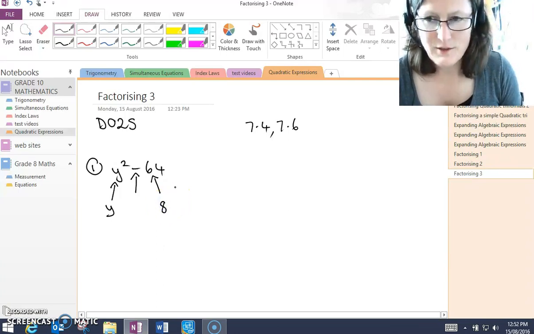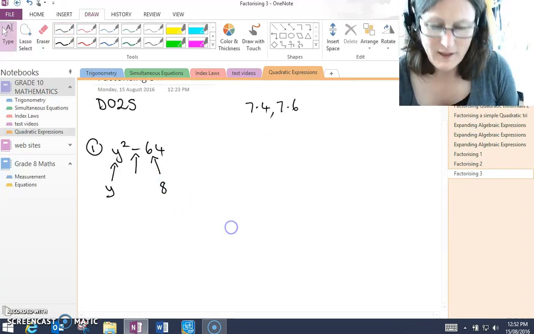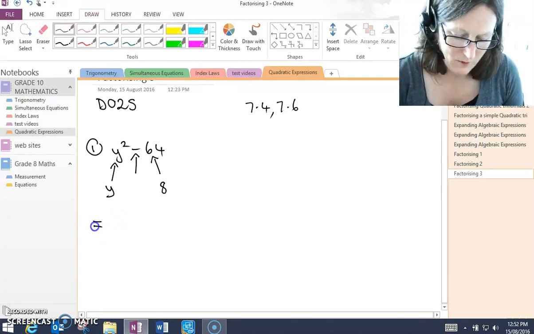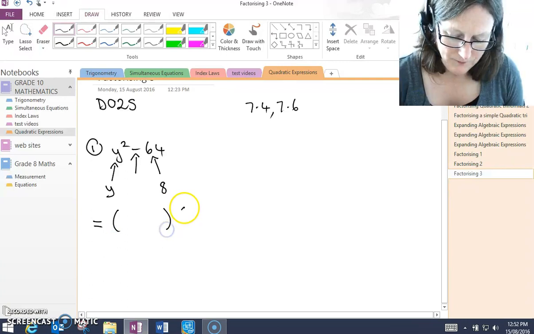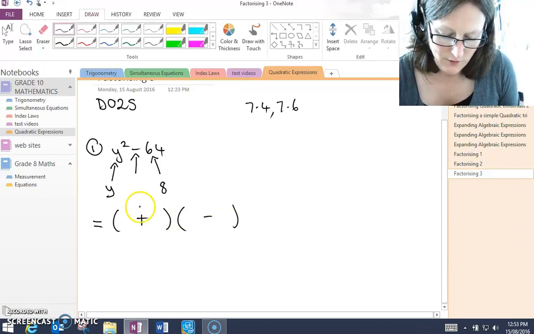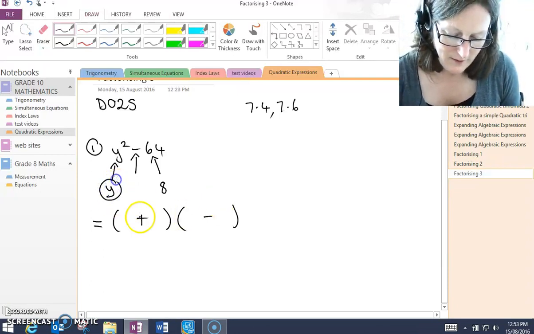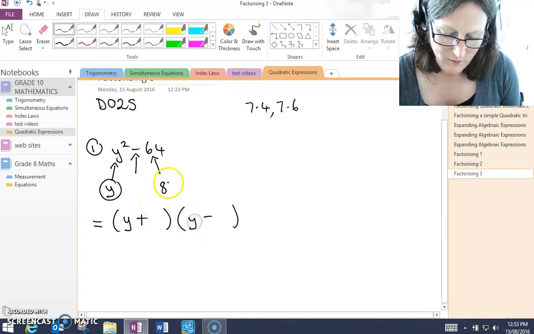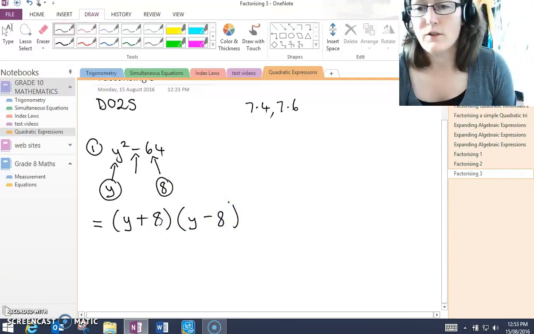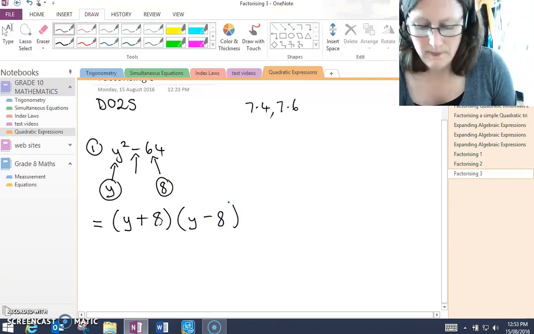So if the answer is yes to all three of those questions, then it's the method of factorising by the difference of two squares. With this, we end up with two brackets. The signs in the brackets are different. It does not matter which way around they are. The first term in the brackets is the square root of the first term. The second term in the brackets is the square root of the second term. So we have just factorised this using the method of difference of two squares.